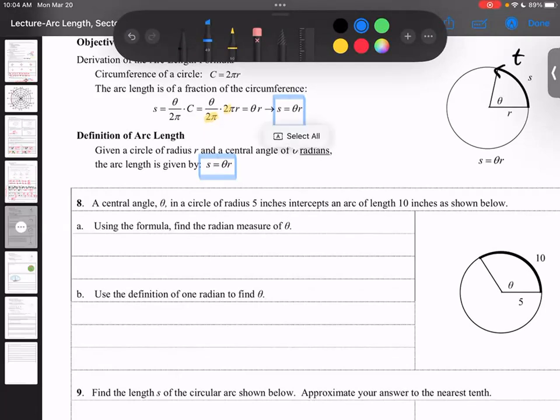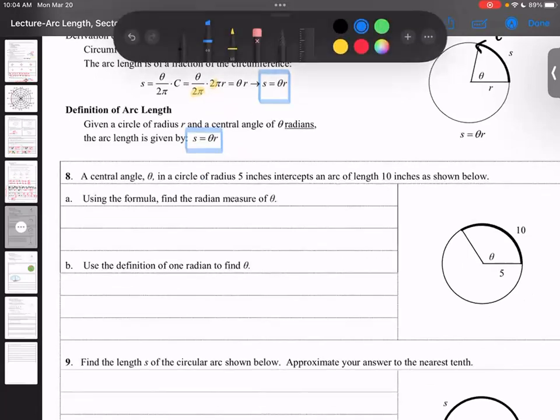A central angle theta in a circle of radius 5 and arc length 10 inches is shown below. So I know my arc length is 10. That means S is 10. Radius is 5. That's R. They want you to find theta. So plug in your formula. S is 10, R is 5, theta is the one you're looking for. Theta equals 10 divided by 5, which is 2 radian.